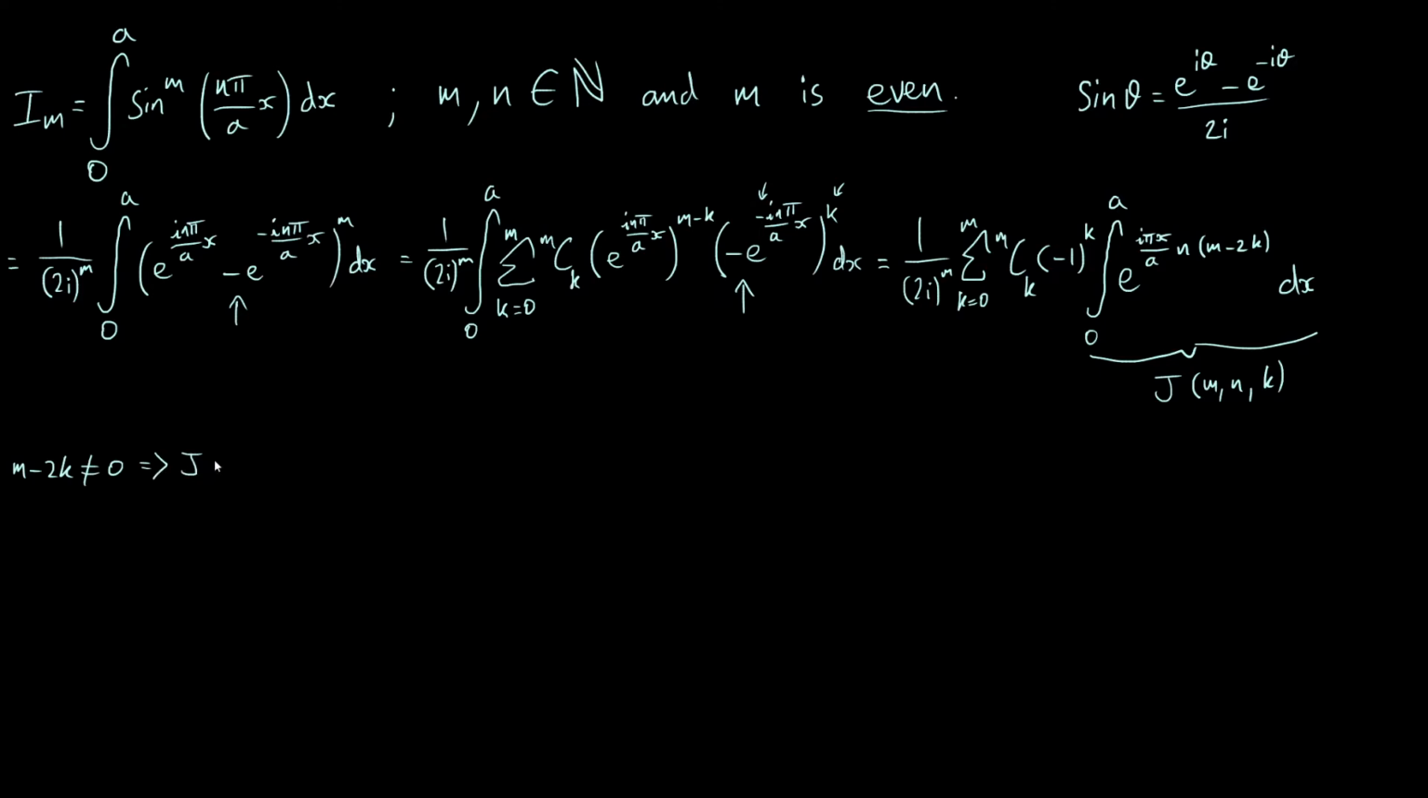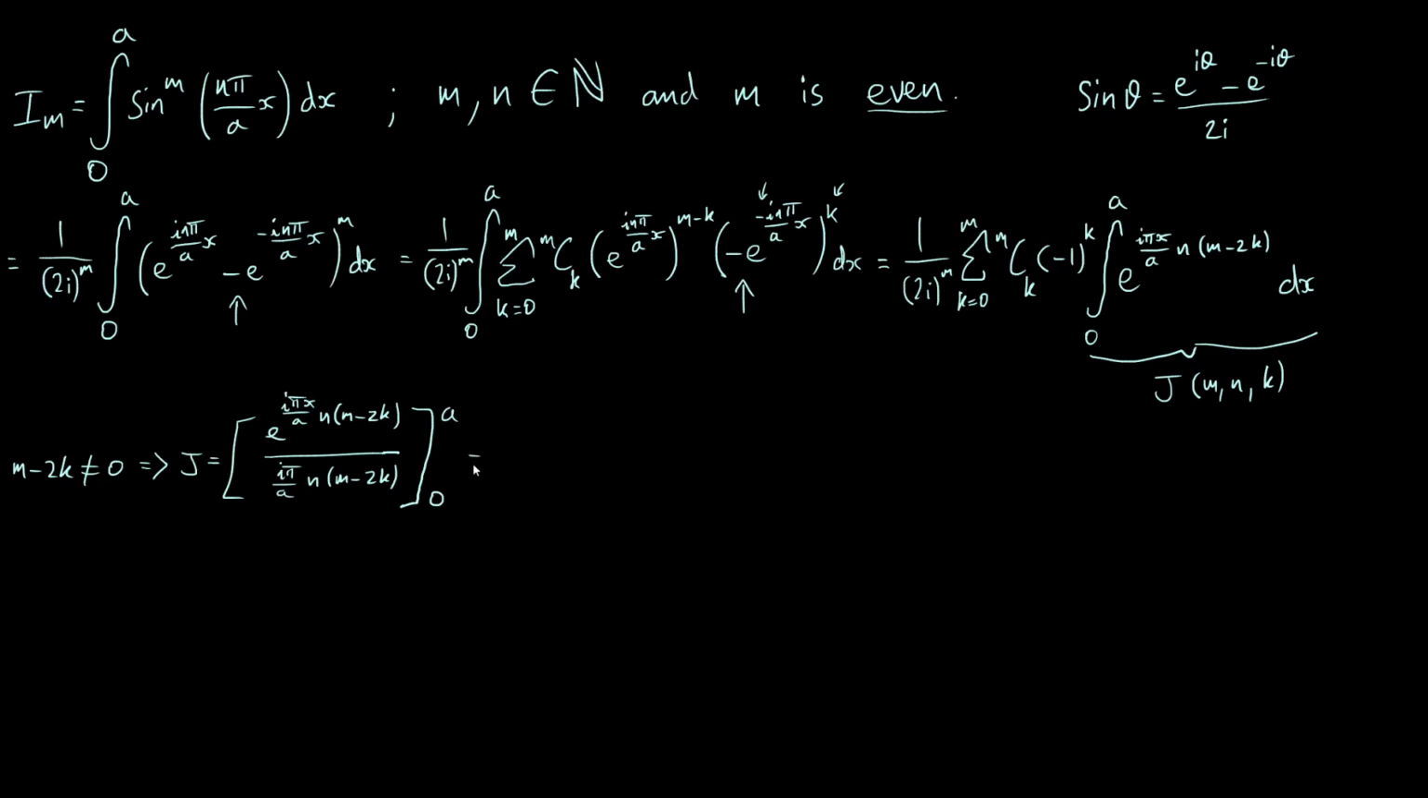Well, J is then going to be, well, it's just an exponential, so we can integrate that fairly straightforwardly, actually. We just take what we started with, so e to the i pi x over a times n into m minus 2k, and then we have to divide by the coefficient of x in the exponent, right? So i pi over a times n times m minus 2k. So there we go, just a standard way of integrating an exponential, and that's evaluated at 0 and a, right?